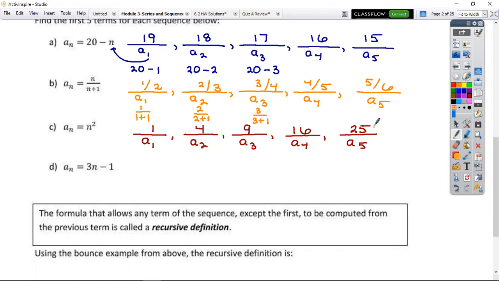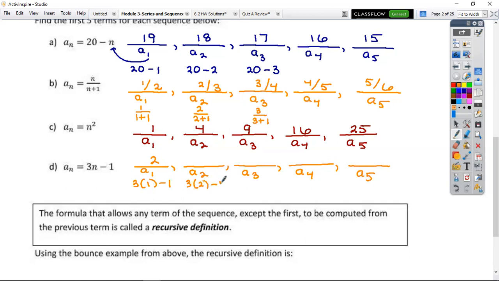Your next sequence, you're going to multiply by 3 and then subtract 1 from these. So I'm going to go a sub 1, a sub 2, a sub 3, a sub 4, and a sub 5. And then you're going to plug it in. So I'm going to start and I'm going to go 3 times 1 minus 1, which is 3 minus 1, which is 2. Now you go to the next one and you're going to plug in 2 instead. You have 3 times 2 minus 1. So 6 minus 1 is going to be 5.